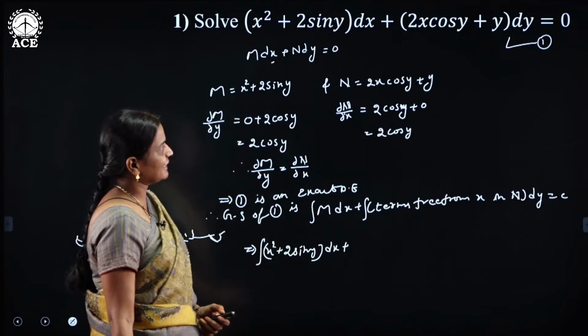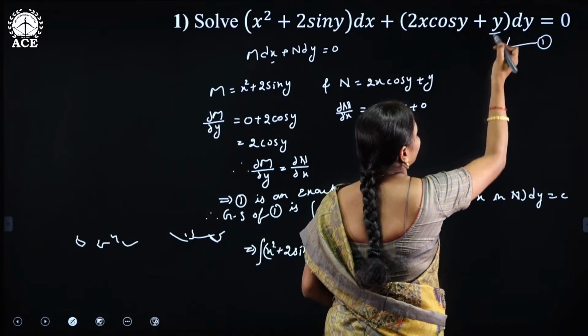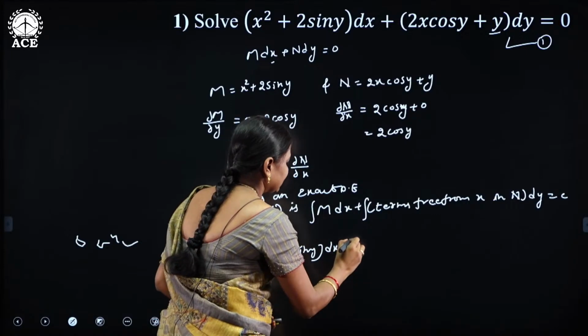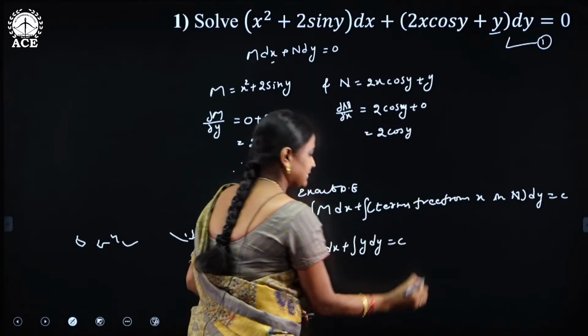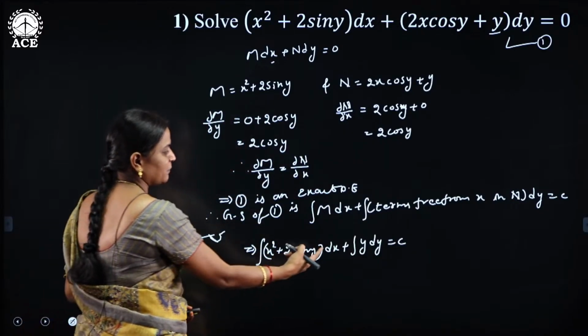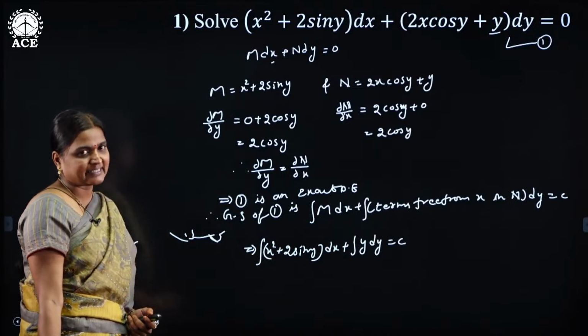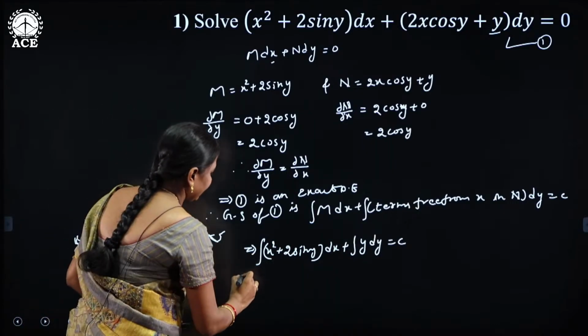x square plus 2 sin y into dx plus, what is the second one? Terms free from x in N. So here this is the only term which is free from x. So what is the term? That is y. y into dy is equal to c. And in the first integration, this integration is performed with respect to x. While we integrate with respect to x, treat y as a constant.